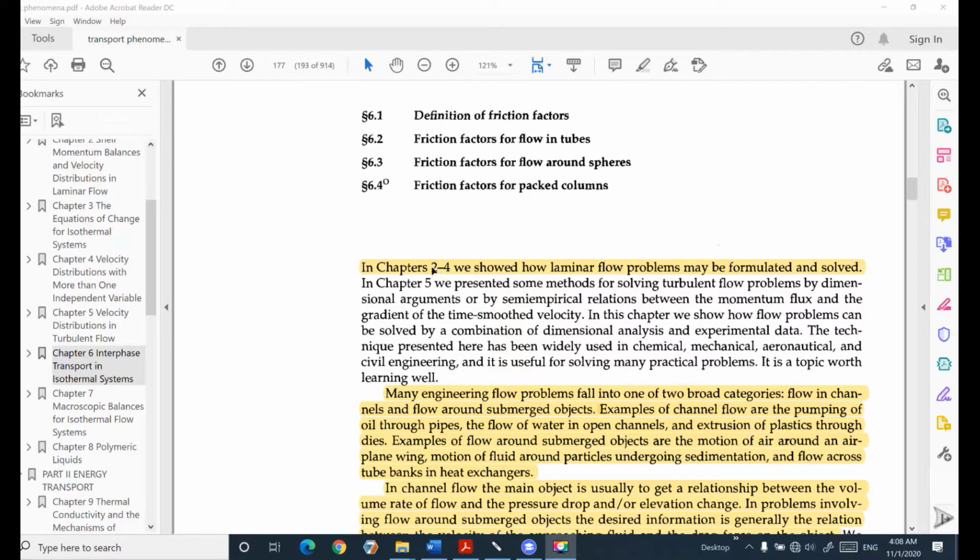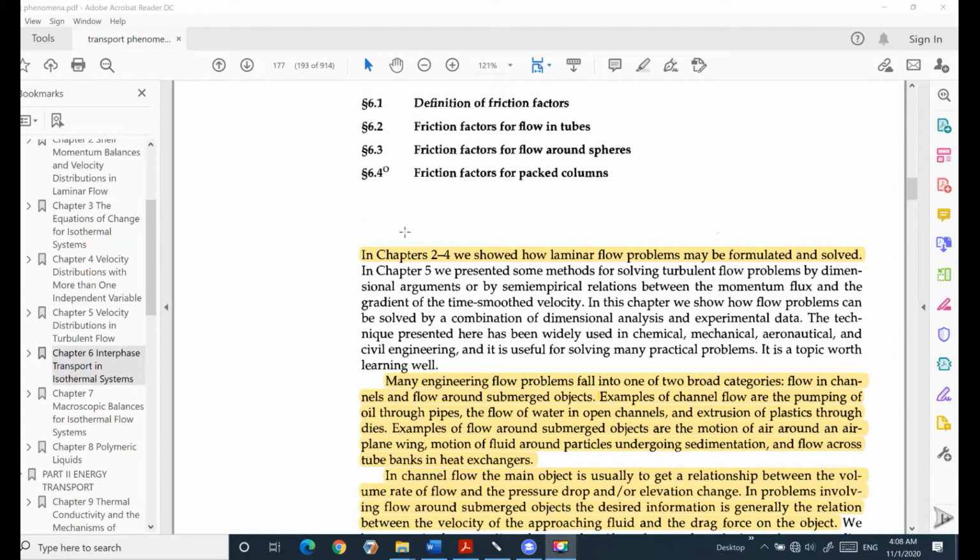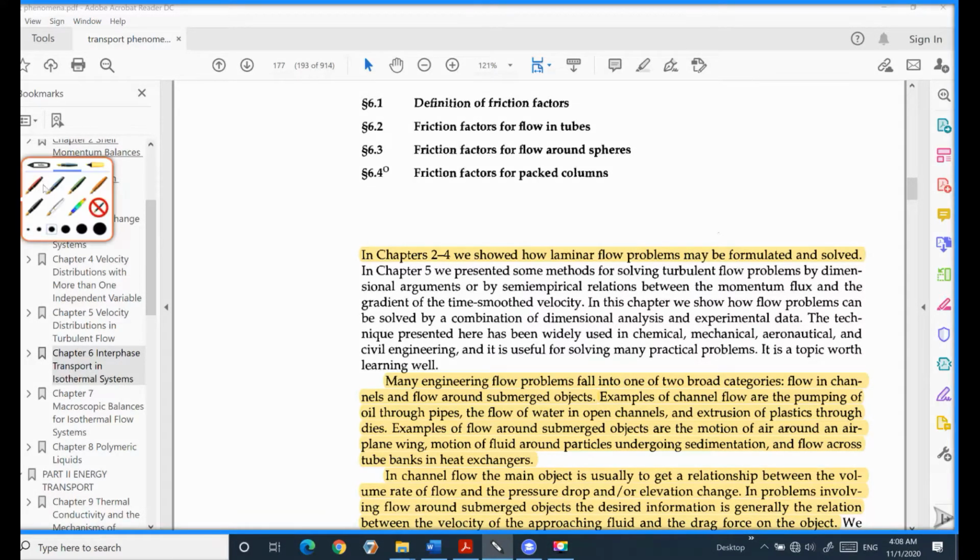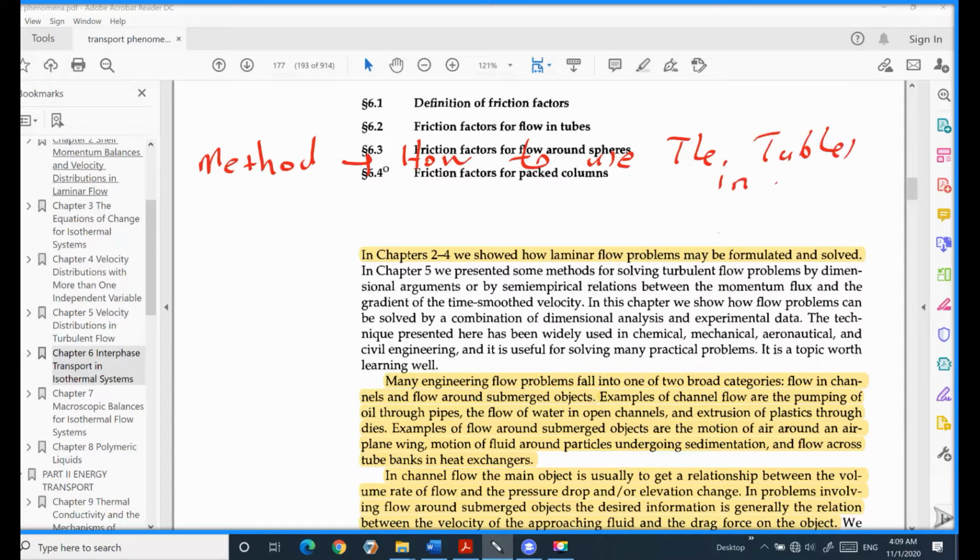If you remember, in chapters 3 and 4 we went over some problems. These problems had some laminar flow problems, and we formulated them and solved them. In summary, in chapter 3 we showed the method and how to use the tables in appendix B and how to apply the conservation laws on the problem solutions.